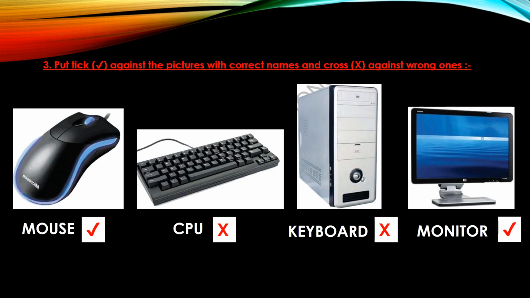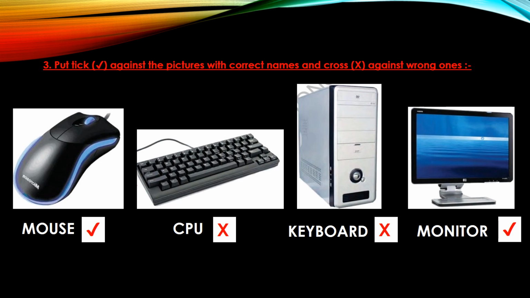Exercise 3. Put tick against the pictures with correct names and cross against wrong ones. In this exercise, 4 pictures are given and each picture is given a particular name. If that name belongs to that picture, you have to put a tick against the picture, otherwise put a cross there. So let us start with picture number 1. Picture 1 is of mouse. The name given is mouse. Yes, we can see that the picture matches with its name, or the name matches with its picture. So we will put a tick here.